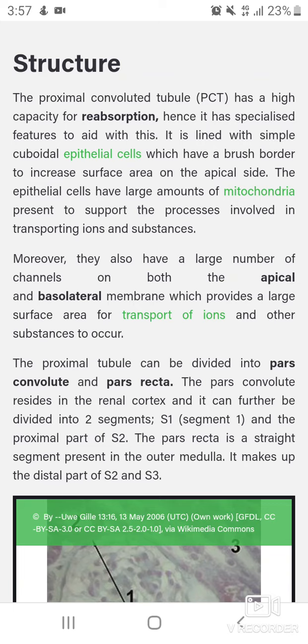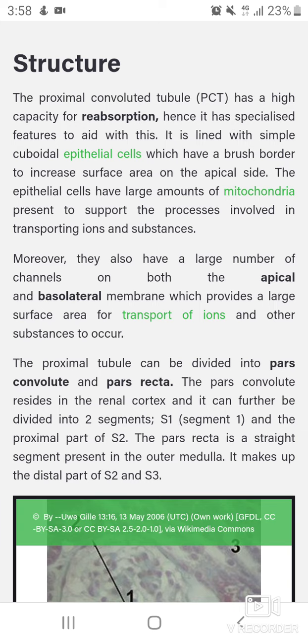This is my next video on my YouTube channel, and in this video we are discussing a very informative topic about the nephron, that is the proximal convoluted tubule, PCT. First of all, we are discussing the structure and then we will discuss the functions.